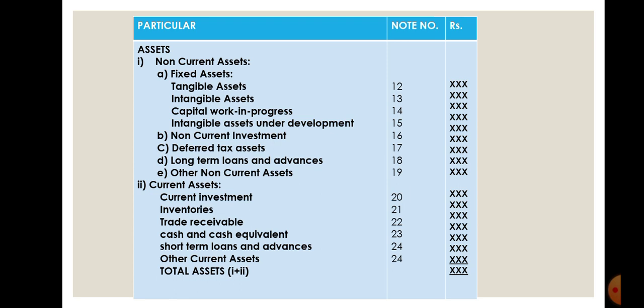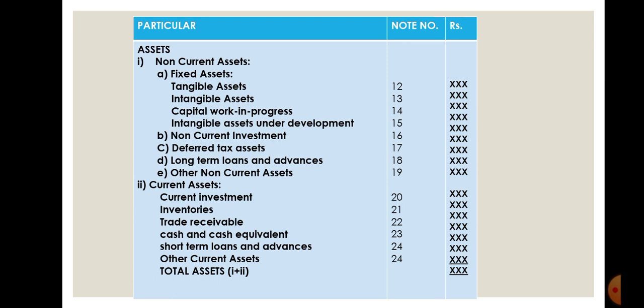Now we'll see assets. Under assets, there are two main categories, non-current assets and current assets. What are non-current assets? Non-current assets means assets a company can't use or convert into cash within 1 year. The benefits of such assets extend beyond 1 year. Now what are current assets? The benefits of such assets can be utilized within 1 year. We can't enjoy such assets for more than 1 year. That is called current assets.